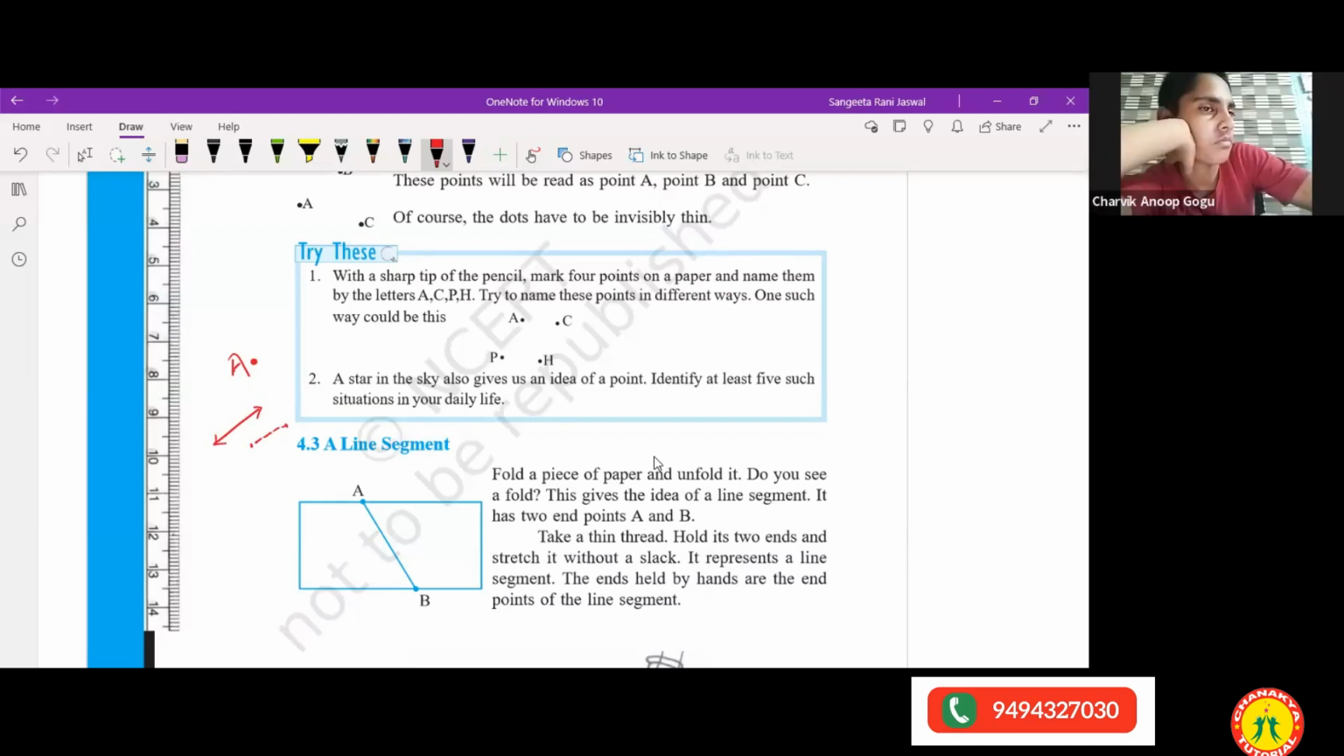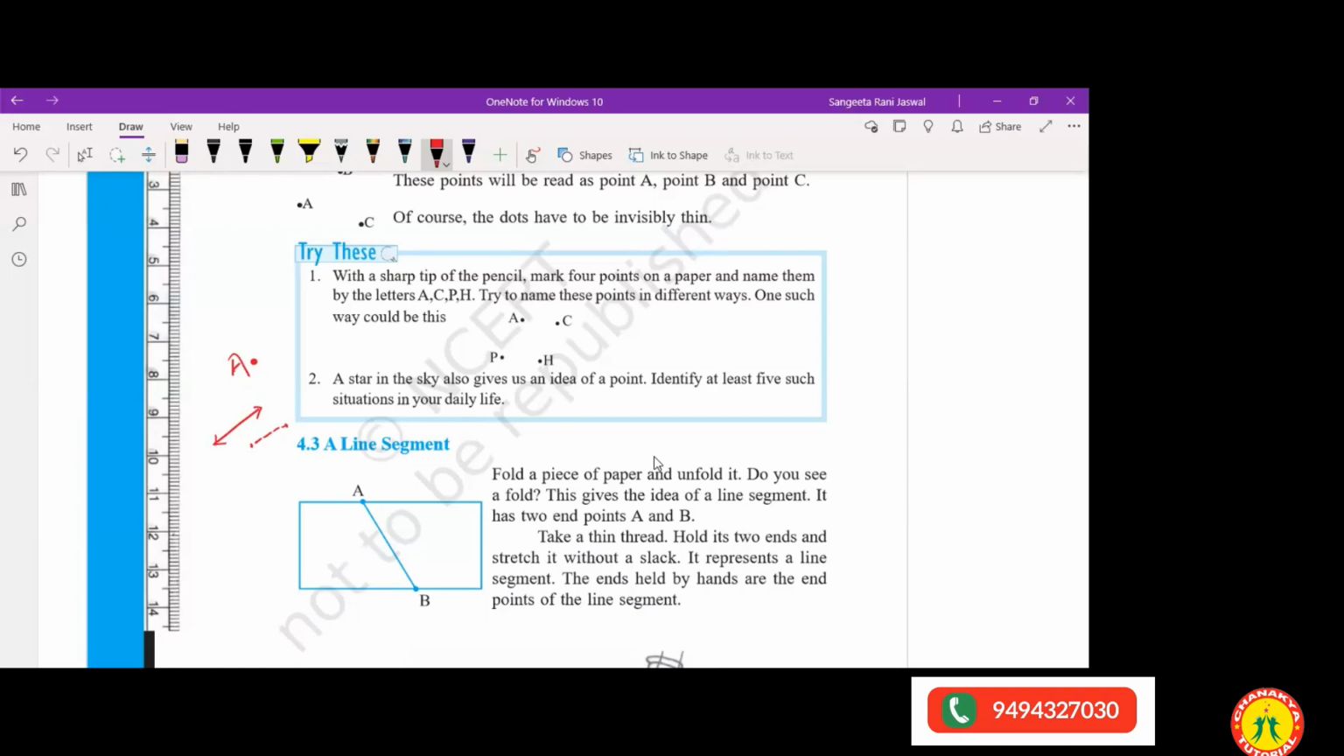Okay, ma'am, it extends to infinity. Towards the right side, it extends to positive infinity. Towards the left side, it extends to minus infinity. So it has no endpoints.